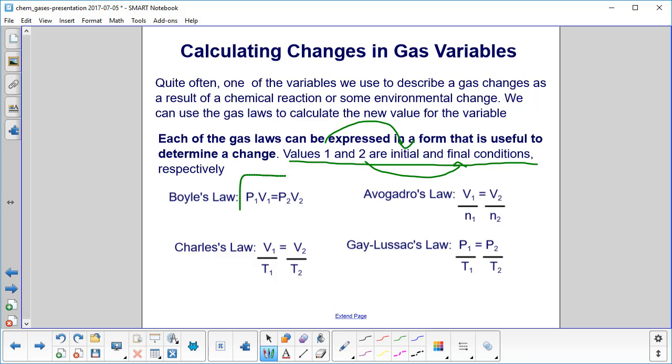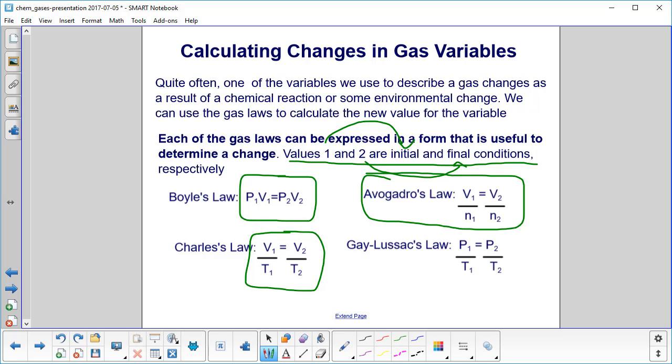So here's Boyle's law. Remember we said it was equal to a constant? Well, if it's equal to a constant, your before and after have to equal the same constant, so you can set them equal to each other. So P1V1 is P2V2, and that is our indirect relationship. Avogadro is a direct relationship. The volume over the number of moles in the beginning equals the volume over the number of moles in the end. Charles' law, V over T, V1 over T1 is V2 over T2. And then finally, Gay-Lussac's law, P1 over T1 equals P2 over T2.